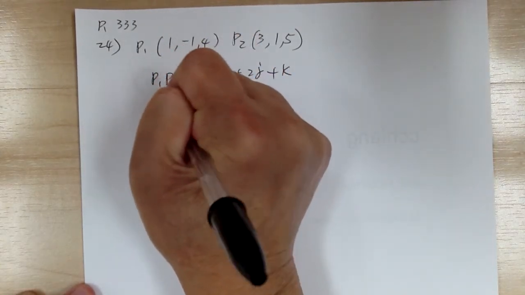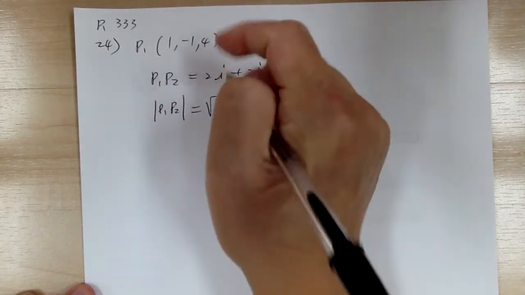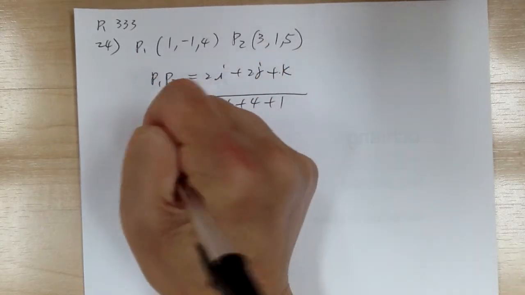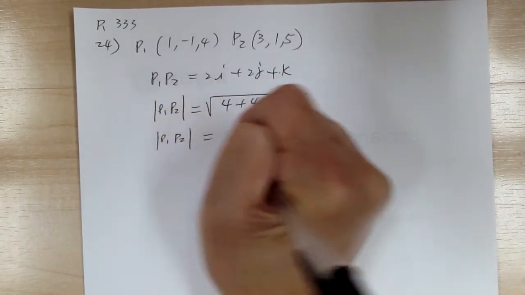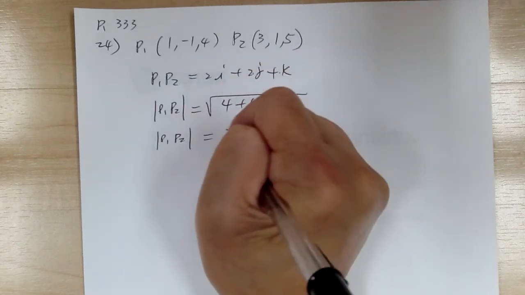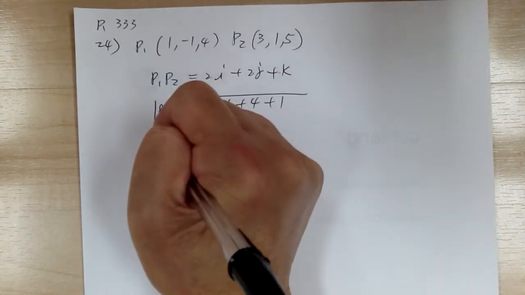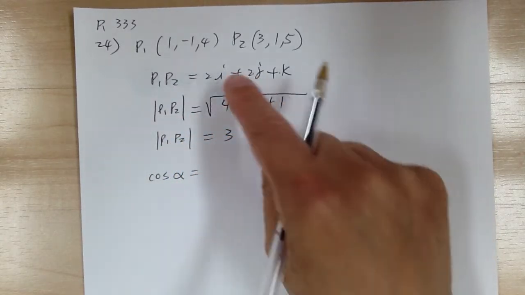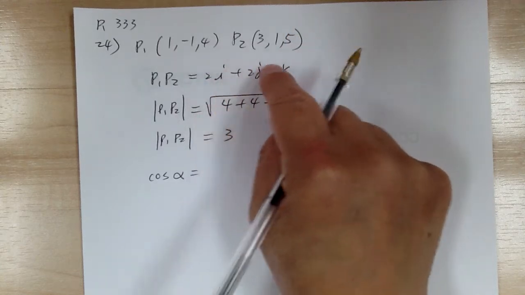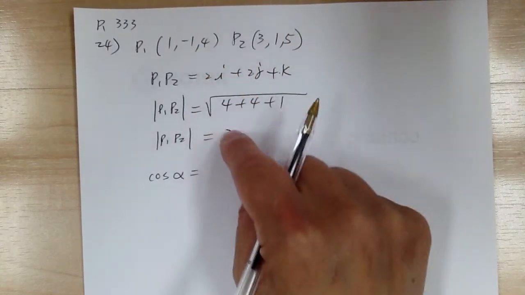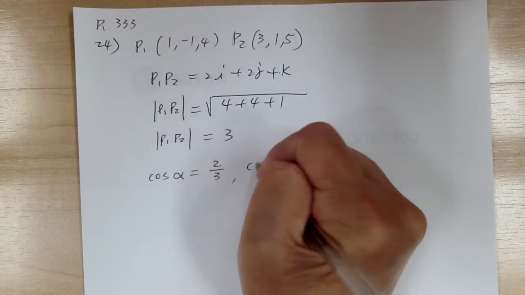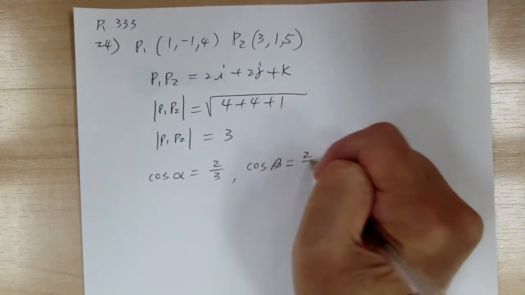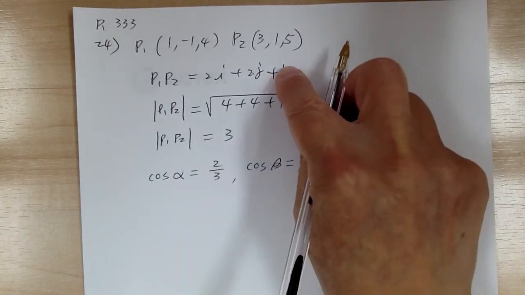The length of P1P2, use your Pythagorean theorem: 2 squared is 4, 2 squared is 4, 1 squared is 1. So this gives you the square root of 9, which is 3. Cosine of alpha is just the component over its length, so it would be 2 over 3. Cosine beta equals 2 over 3, and cosine gamma will be just 1 over 3.